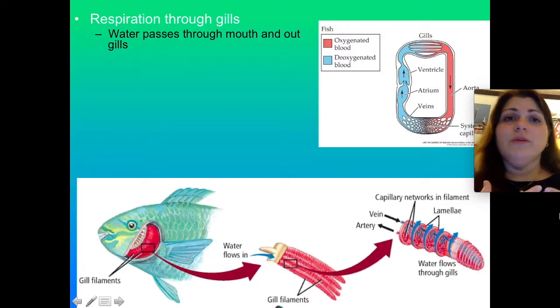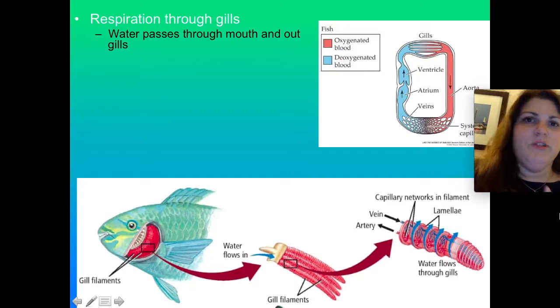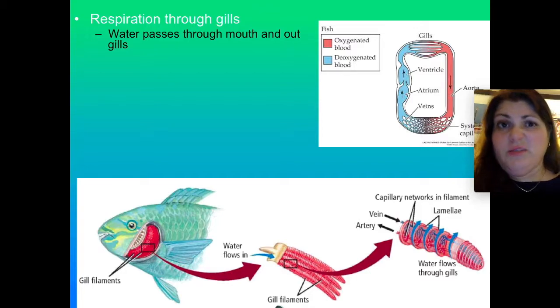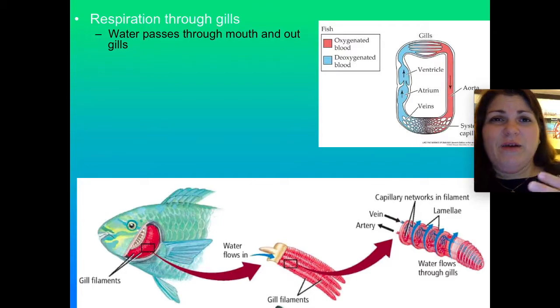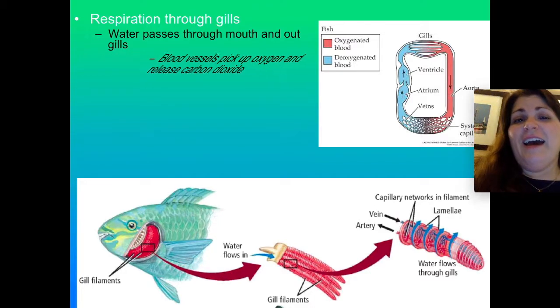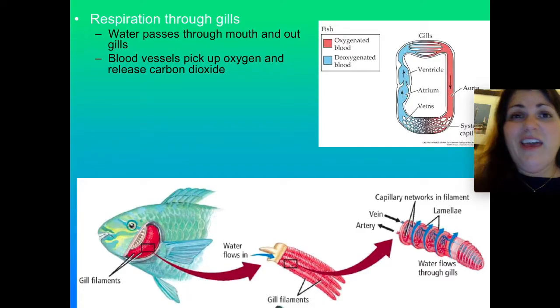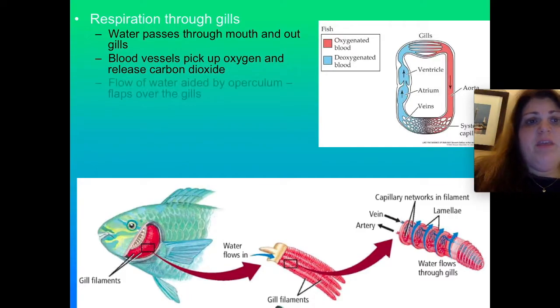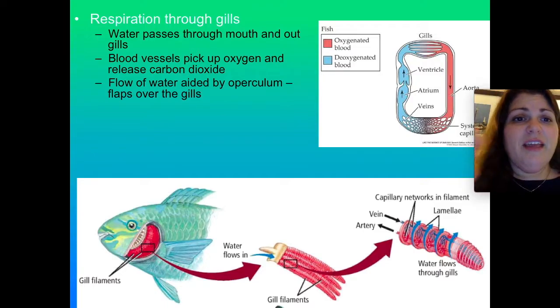And as the water flows over it, carbon dioxide, which is in higher concentration in the blood that's just been through their bodies, diffuses out of the blood vessels, and the oxygen, which is in higher concentration in the water, diffuses into them. And again, that flap that controls the exit of water is called the operculum.